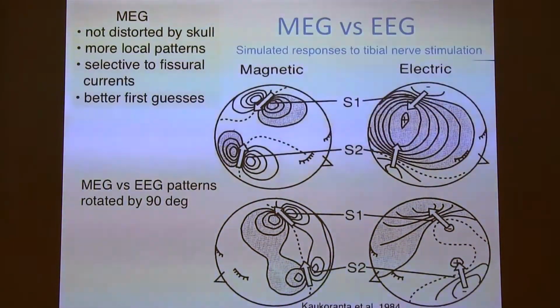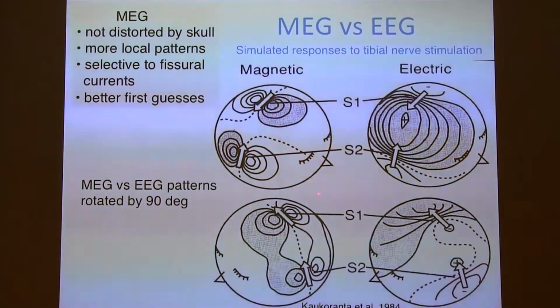Then I go back to one of our experiments from the early 80s. We stimulated lower limb nerves, the peroneal nerves, and then recorded the magnetic field patterns. We saw something other people had not seen earlier. They had seen only responses over the primary somatosensory cortex, but we also saw signals from the second somatosensory cortex.